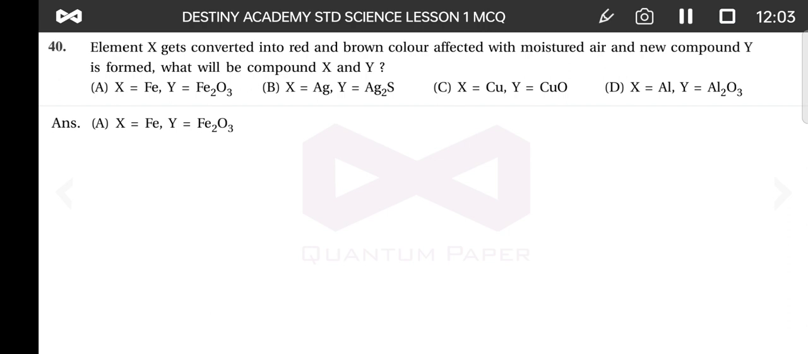Element X gets converted into a red brown colored compound when exposed to moist air. A new compound Y is formed. What will be the compounds X and Y? So X will be Fe and Y will be Fe2O3. The correct answer is option A.